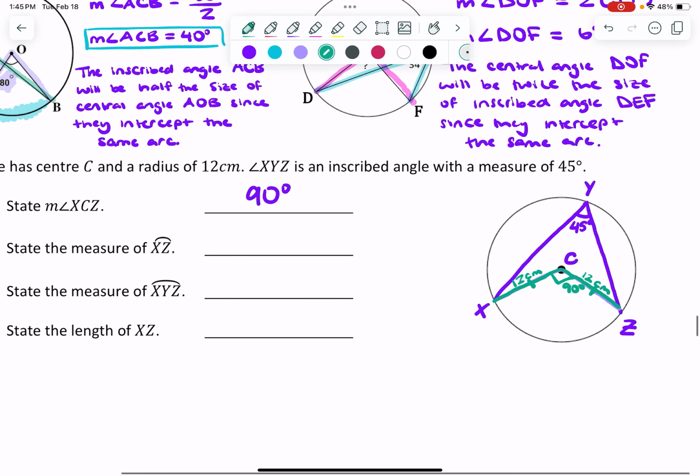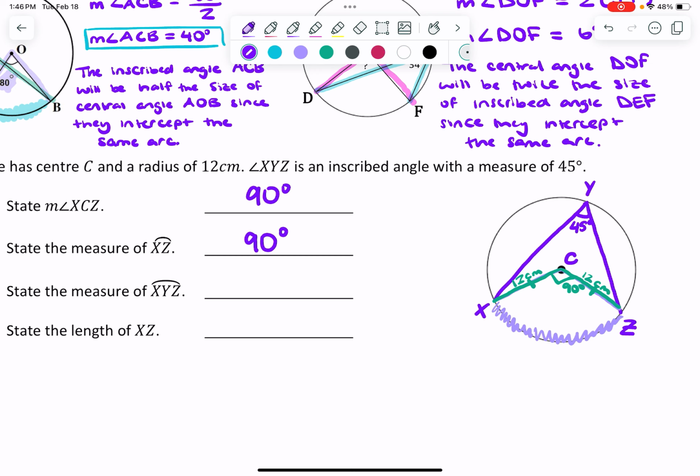Okay, next I want to figure out the measure of minor arc XZ. Now, this is minor arc XZ, which we actually have learned from last time can be found if I know the measure of the central angle that intercepts it. Because from the last lesson, we learned that the measure of the central angle is equal to the measure of the minor arc that it intercepts. So if the central angle is 90 degrees, that minor arc will also be 90 degrees.